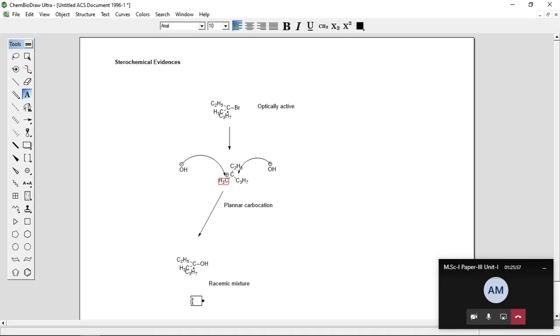The method simply involves checking the optical activity of the starting material as well as the product, and from that you can easily say the mechanism. This method is only applicable for nucleophilic substitution reactions. So in this method you are checking the optical activity of the starting material as well as the product.